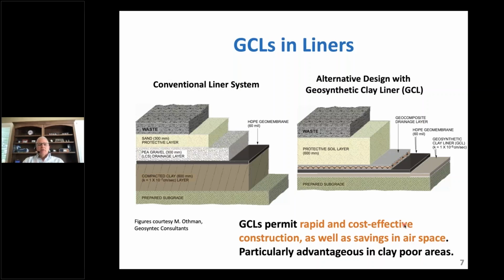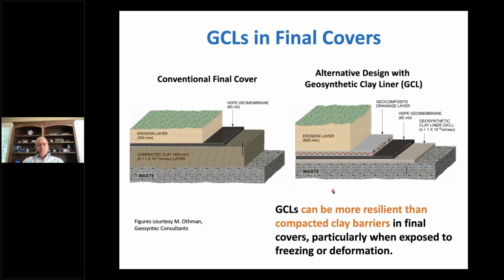So let's talk about GCLs in covers. Let's talk about the flip side. Again, we look at a typical Subtitle D landfill or coal ash type of cover system, where we've got a geomembrane over a compacted clay layer, the clay tending to be a little more permeable than we would have in the lining system. Typically, we'll have a drainage layer here as well. I don't show that in the final cover on the left, but we'd almost always have a drainage layer on top of the geomembrane to promote slope stability more than anything else.